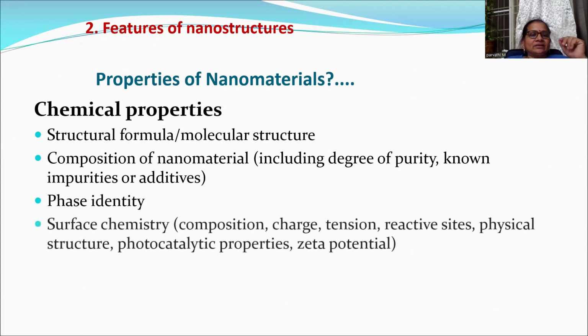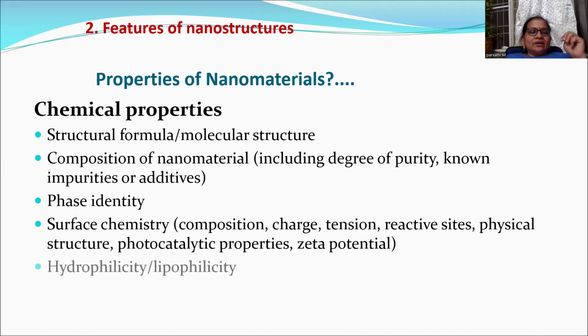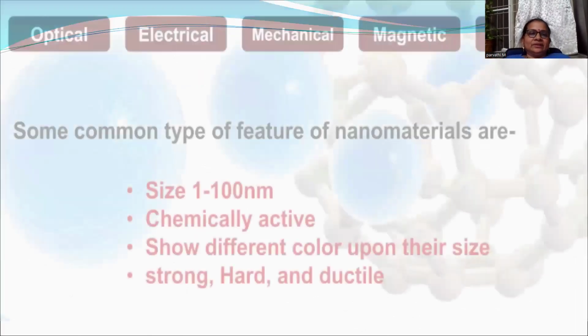So phase identity, then surface chemistry, composition, charge, tension, and then reactive sites, physical structure, photocatalytic properties, zeta potential, and then hydrophilicity, lipophilicity. All these matter when a nanomaterial is used in the chemical field.